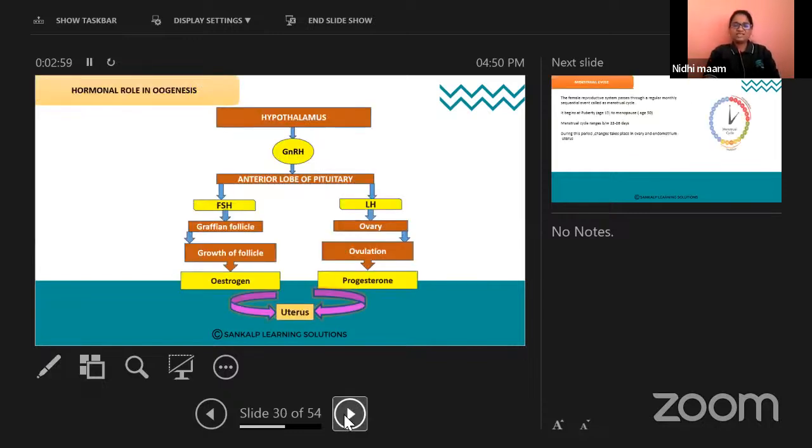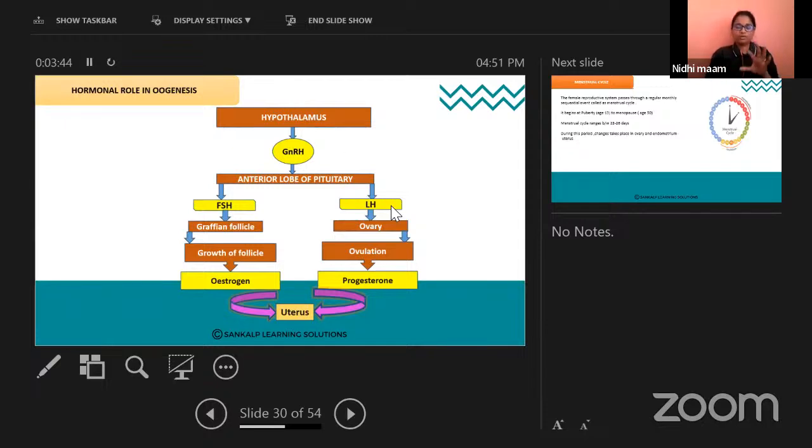Then this oogenesis is also controlled by hormones. Here the hypothalamus, the part of the brain, will release gonadotropin-releasing hormone, GnRH. This GnRH will stimulate the anterior lobe of the pituitary. The anterior lobe of the pituitary produces two hormones in the female, FSH and LH. FSH here stimulates the Graafian follicles. The Graafian follicle will undergo growth and development and become mature.